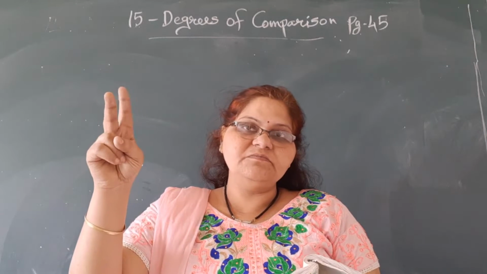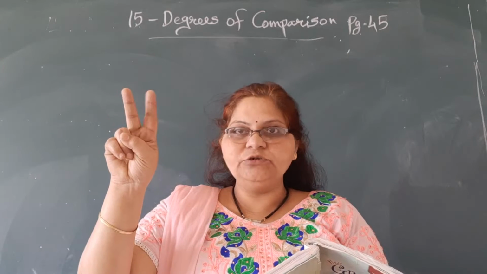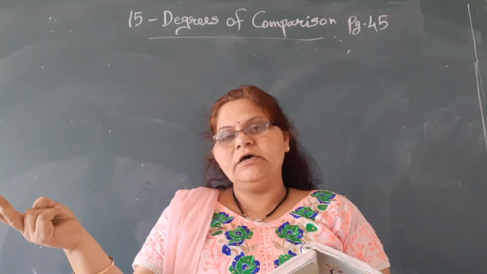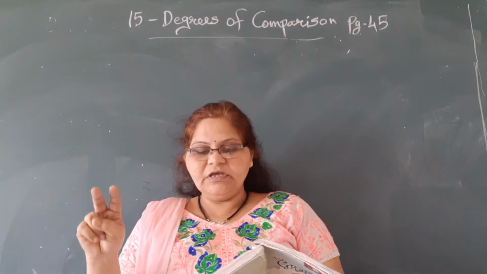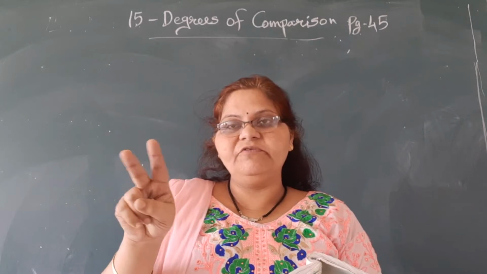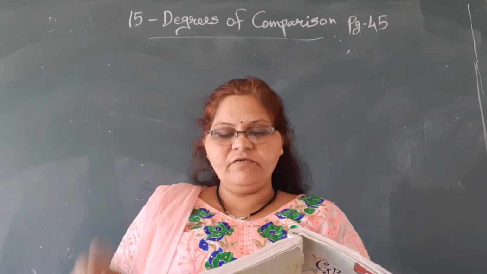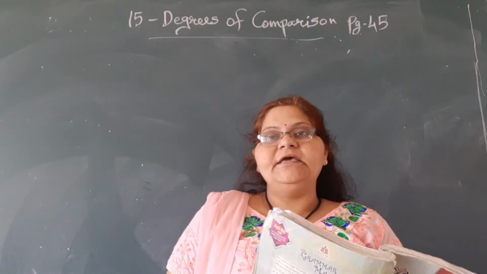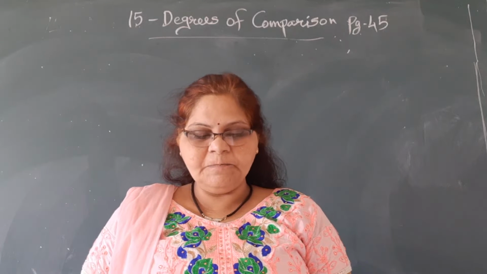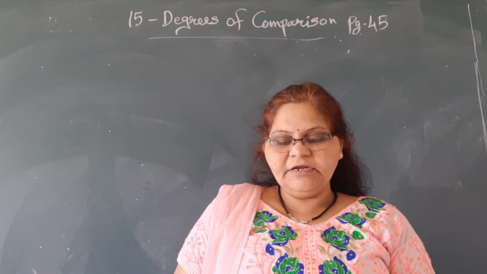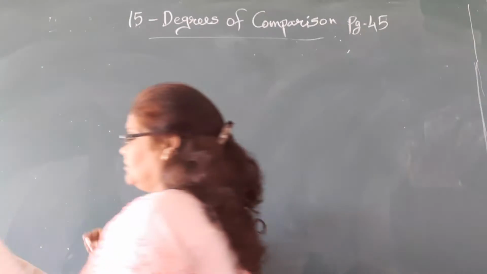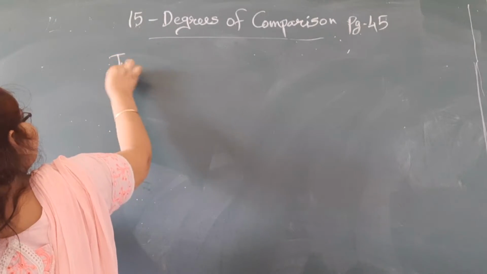So the comparison between any two things, maybe one person or a thing. So we compare one person or one thing with another. So between them we compare. That is a degree of comparison. So again, there are types of degrees of comparison. So how many types are there? There are three types of degrees of comparison. So what are they? Yes, the three types.